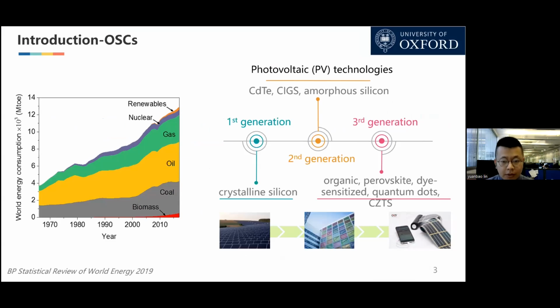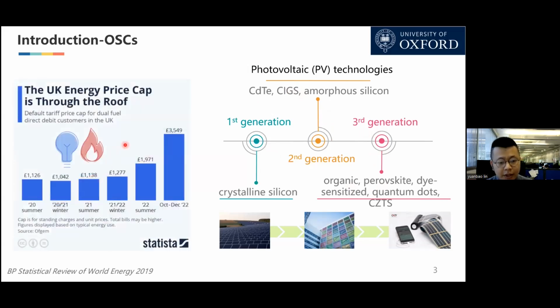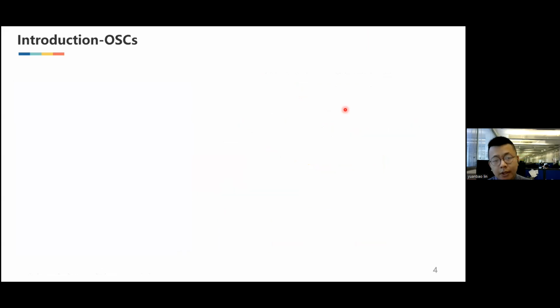As we know, now we spend lots of gas and oil, especially with the rapid development of the economy. So now we develop PV technology, and OPV, as a third generation of PV, attracts lots of attention recently. Especially in the UK, we can see the cost of gas and electricity is 3-4 times as compared to before. So it's very urgent to develop new PV technologies.